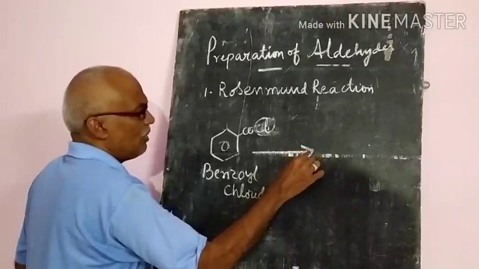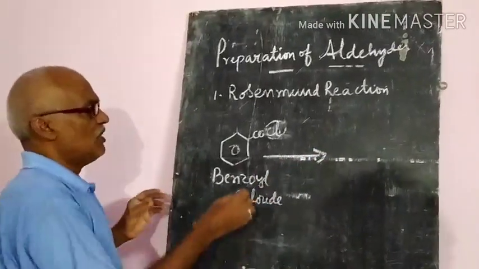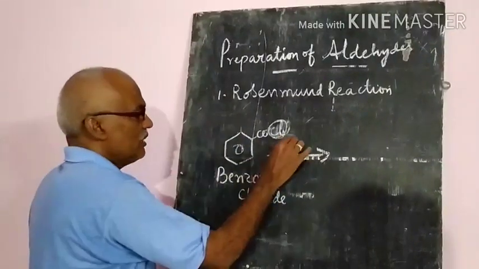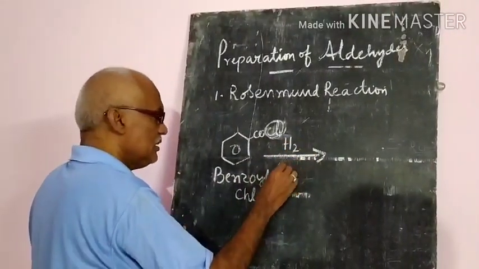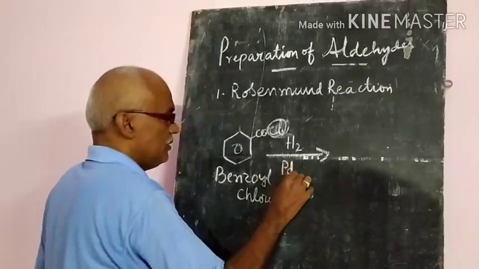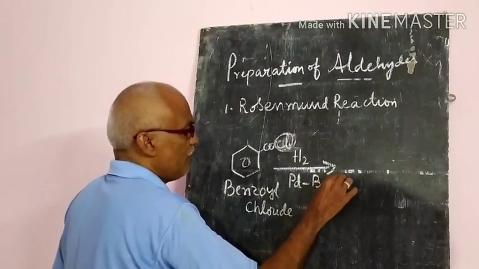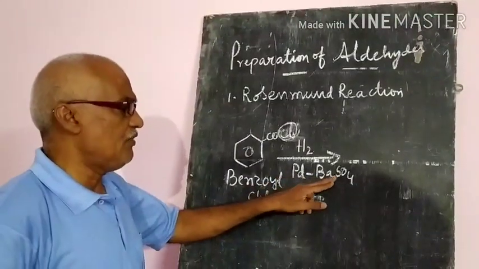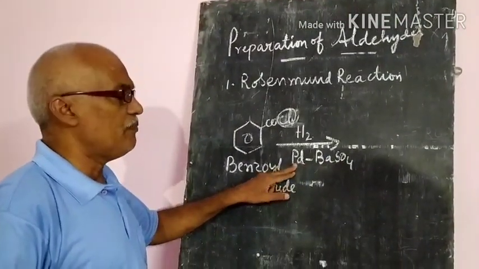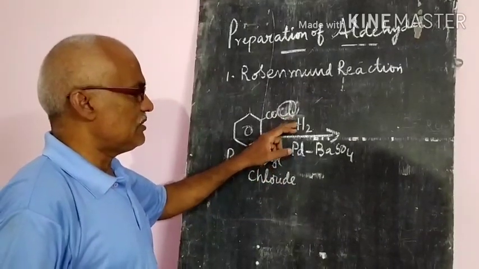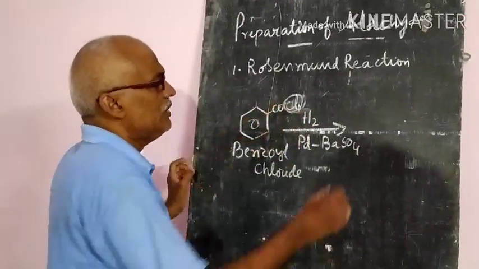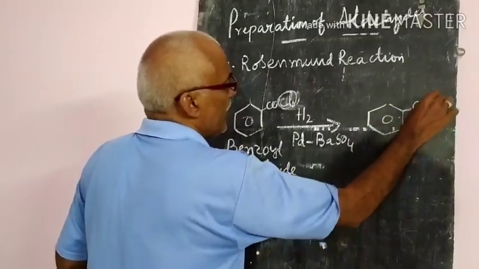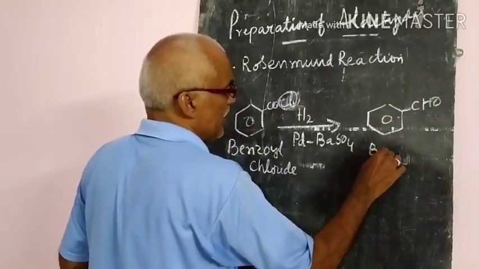That means reduction of acid chloride. Reduction means Cl will be removed, that is hydrogenation. The most important thing is palladium on barium sulfate as the catalyst, that means a barium sulfate layer is on palladium metal. If you do the hydrogenation in the presence of this, it will directly give the aldehyde, which is called benzaldehyde.